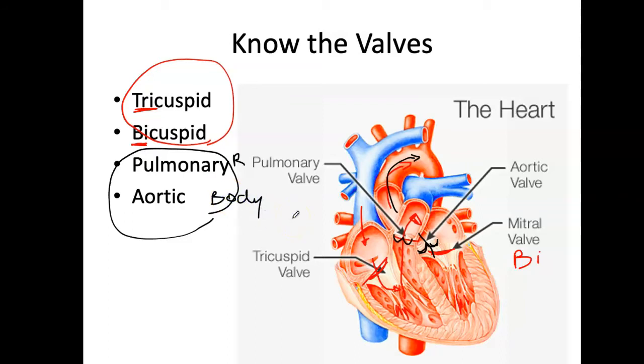Okay, 4 valves, you need to know those. Tricuspid, bicuspid, pulmonary, and aortic. These are actually, because they're little cups like this, called semi-lunar because they look like little half moons. Notice the little moons? So they're called semi-lunar valves.